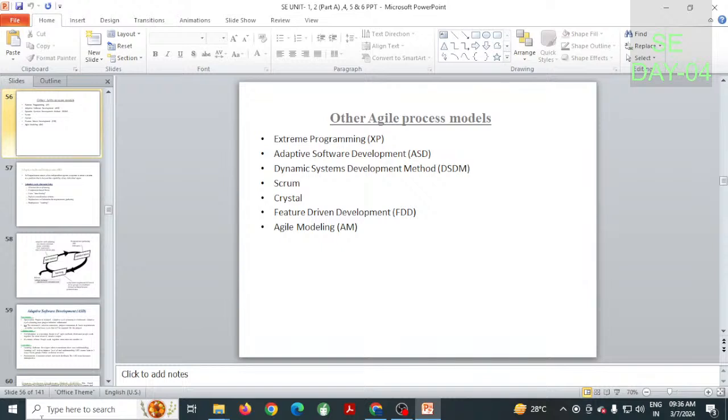There are other process models: ASD, adaptive software development; another one is dynamic system development method; and Scrum, another process model. Another one is Crystal, another one is feature driven development, and another one is agile modeling.